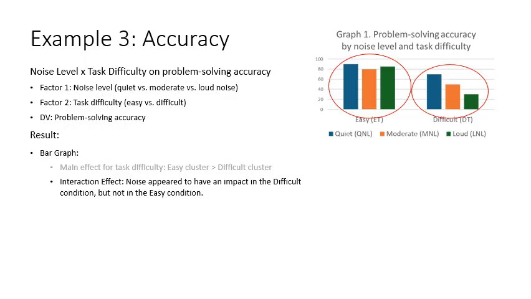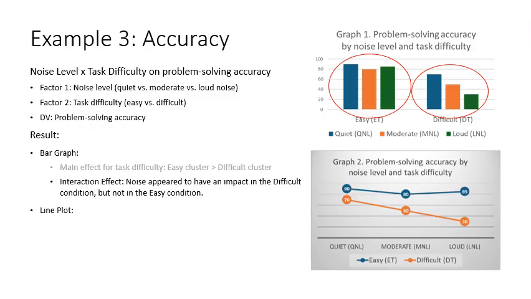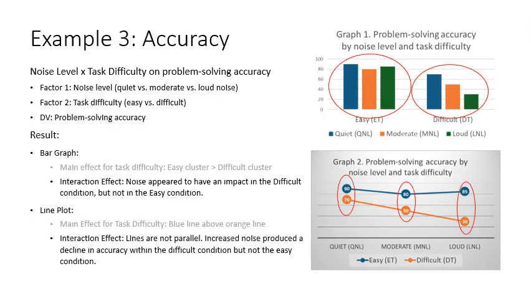Noise appeared to have an impact in the difficult condition. We can see here these bars are all different heights according to the noise level, but not in the easy condition. The bars are about the same height. And in the line plot, we see something similar. We can see that for task difficulty, the blue line is above the orange line, but we can also see the interaction effect. The lines are not parallel. The points are circled here, and they needn't be, but we can see that the noise condition has a different impact in the difficult condition, but not in the easy condition.